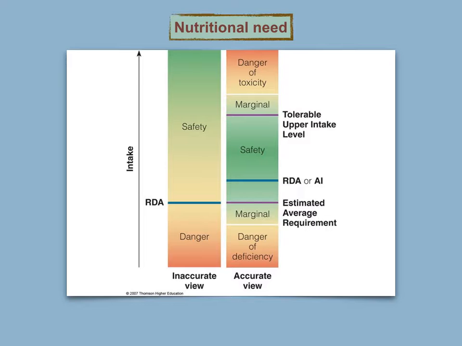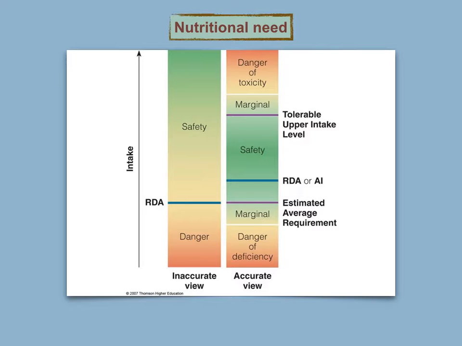But the accurate way to look at the food that we really consume involves safety, marginal safety, danger of deficiency, and as you move up, the bar graph on the right side would be danger due to toxicity. Let's review them together. Take a few seconds first to look at the bar graph on your right-hand side and compare it with the inaccurate bar graph on the left side. Focus on the safety range.